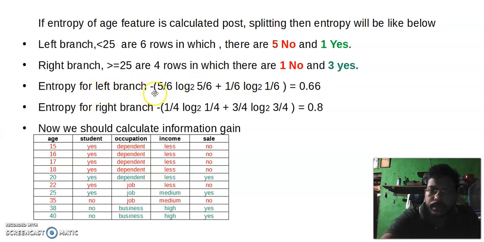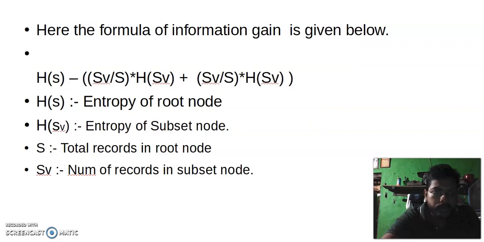For the left branch the entropy is calculated, and the entropy found here is 0.66, and for the right branch the entropy found here is 0.8. So here the formula of information gain is given below. H of S minus, in brackets, SB divided by S into H of SB, plus SB divided by S into H of SB. Here H of S is the entropy of the root node and H of SB is the entropy of the subset node. You can see there are 2 H of SB present. It means one is for the left node, another is for the right node. S is the total records in the root node, SB is the number of records in the subset node.